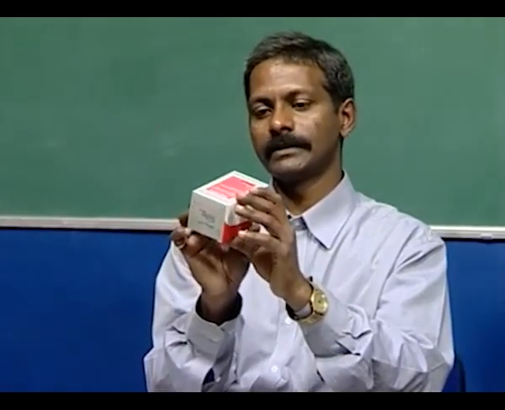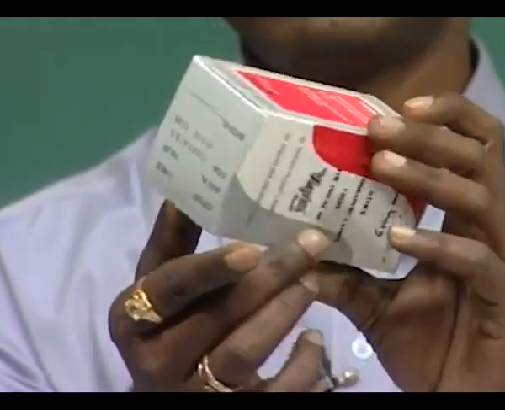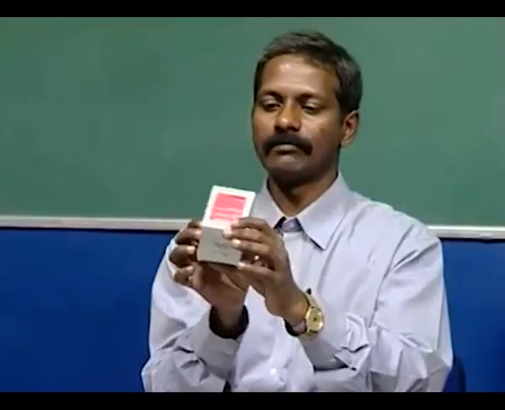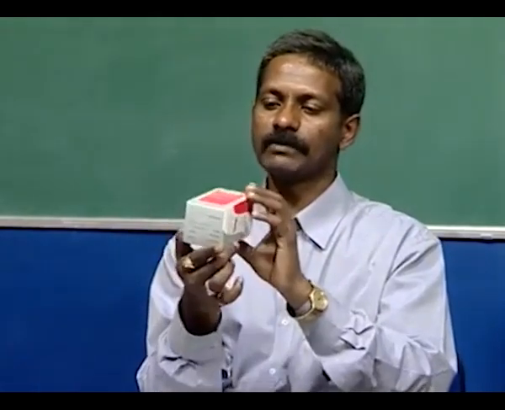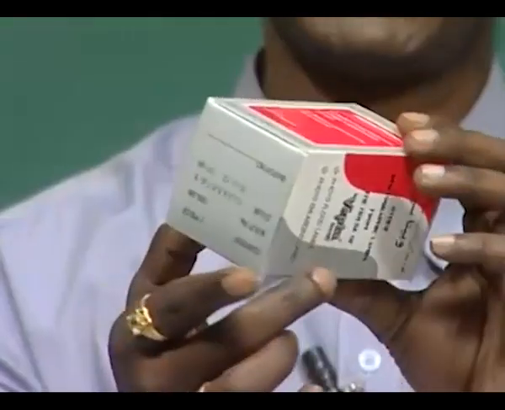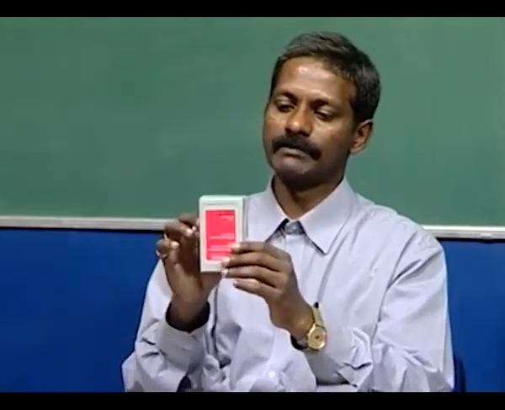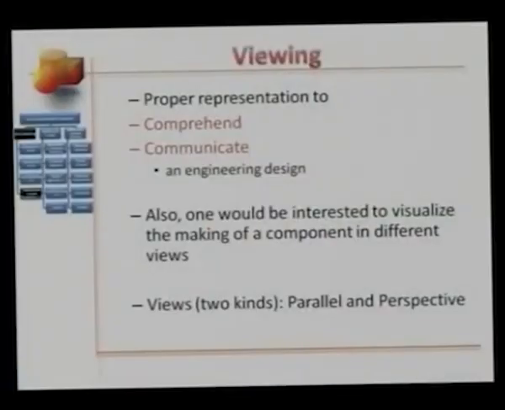To be able to do that, you are viewing this component in different ways. Again, in the process, you are doing nothing but reorienting. In the workspace, however, you will be seeing only the two-dimensional picture of this component. We'll talk about different aspects of viewing in this lecture. Views are of two kinds, parallel and perspective. Let's take the perspective views first.